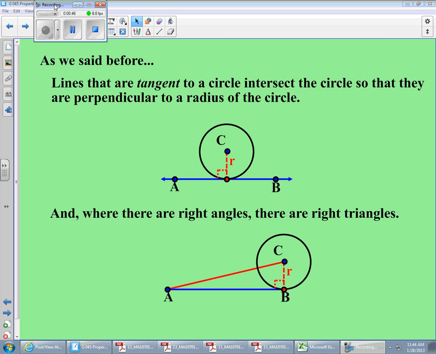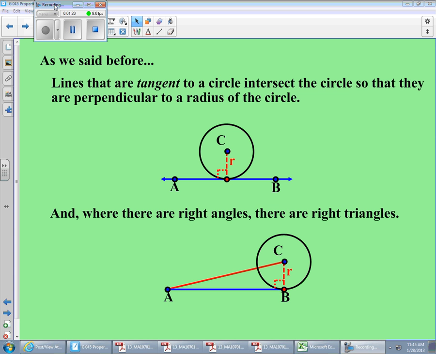As we said before, lines that are tangent to a circle. You've already got the definition for a tangent. They're tangent to the circle, and the one property that we've discussed so far is when a tangent intersects a circle, the tangent is going to be perpendicular to a radius that connects at the point of tangency. We looked at that last Thursday. This diagram in the middle of the screen, you pretty much already have.